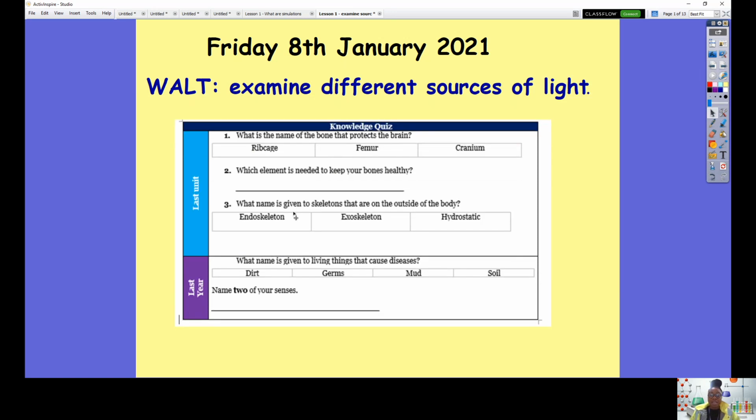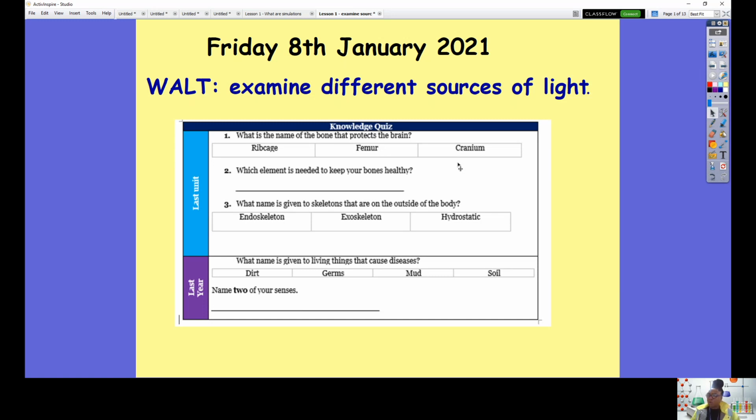Your first activity is to get the Do Now quiz. If you have a printer at home, you can print this out. If you don't, don't worry about it. Just write down the correct answers. Can you complete this Do Now quiz? Pause the video so that you can do that now.